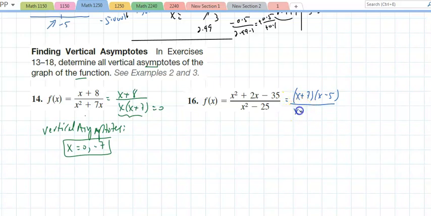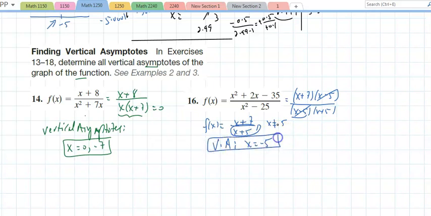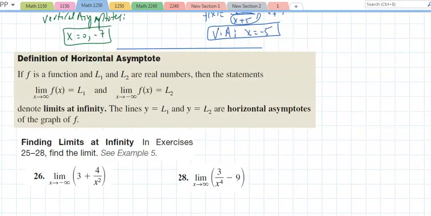Okay, very good. Now, wouldn't those cancel out? So wouldn't f of x equal x plus 7 over x plus 5, provided x does not equal 5? So what's the vertical asymptote? Here, the vertical asymptote would be, again, after you simplify, where does the denominator equal 0? There it is.